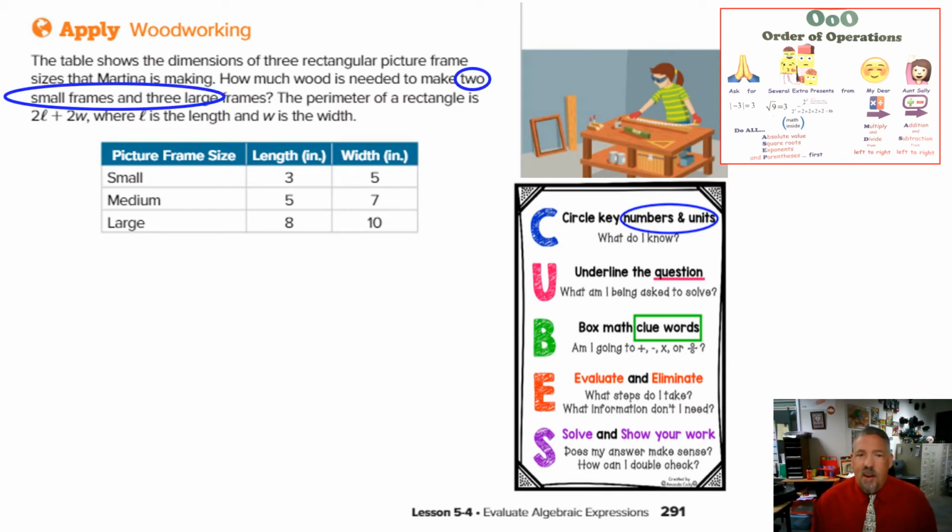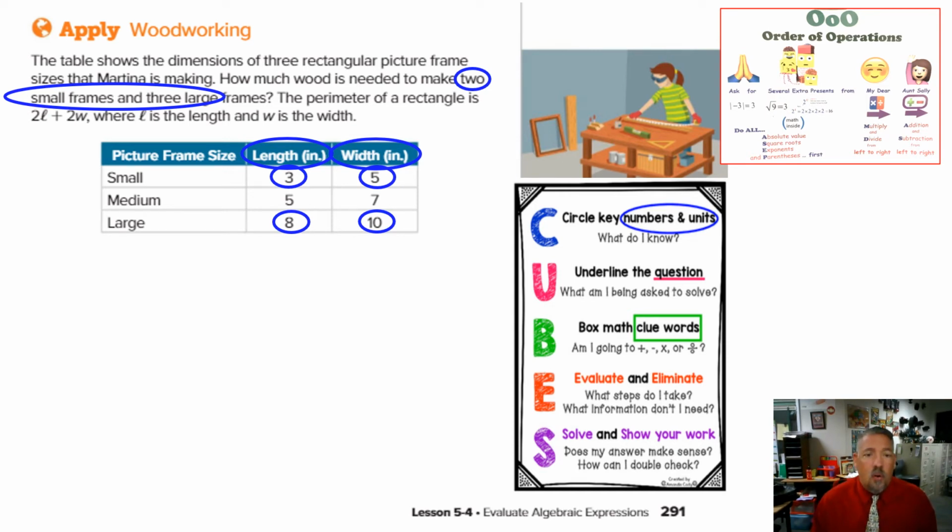So some key numbers and terms. I'm making 2 small frames and 3 large frames. Those are pretty important. Okay? I can see my length and my width. Those are key terms in units, right? Because the units, it tells me it's in inches. And since we're talking about small and large, I need the 3 and the 5 and the 8 and the 10.